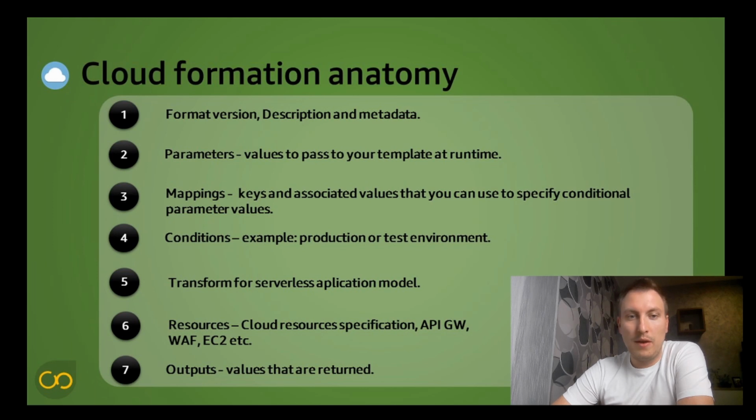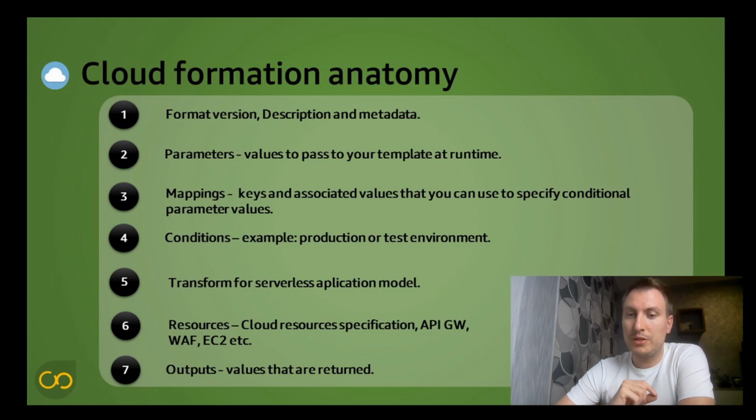For example, for this availability zone, use this image. For another availability zone, use another image. Then the conditions, for example, create these resources for the production environment and these resources for the test environment. And then it's Transform, which is the Serverless Application Model, and the most important part is resources.